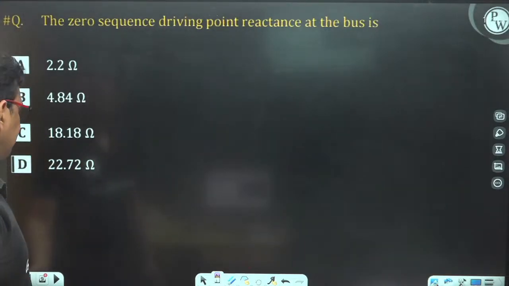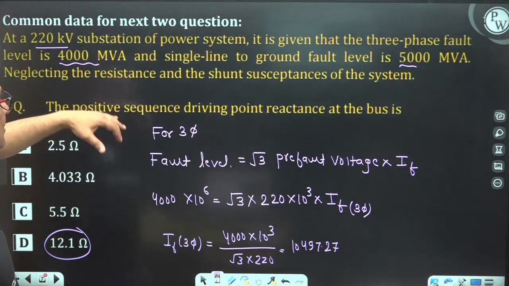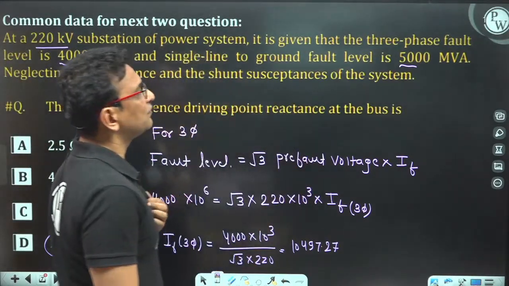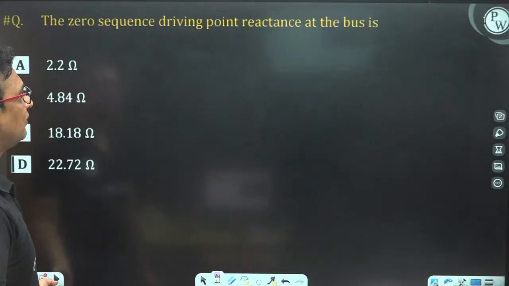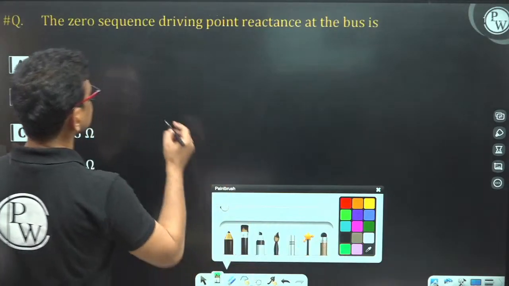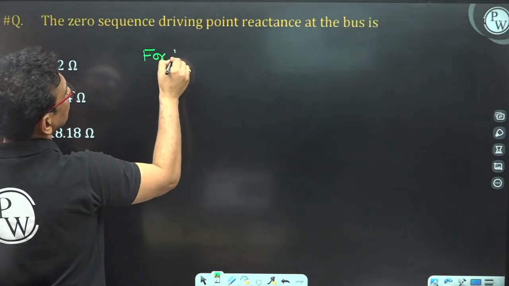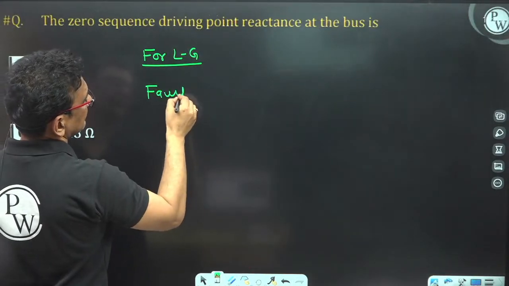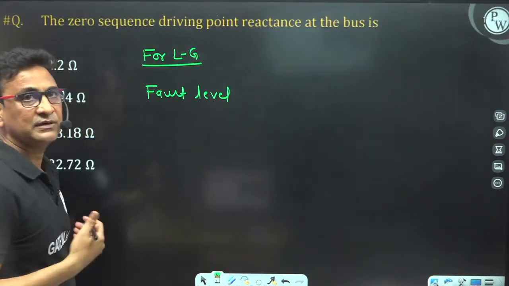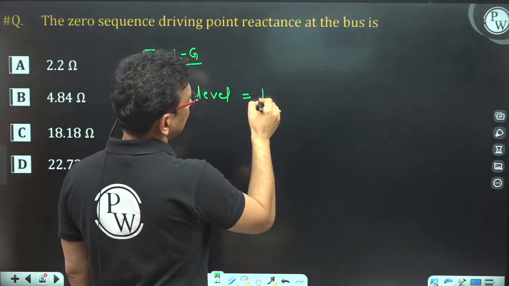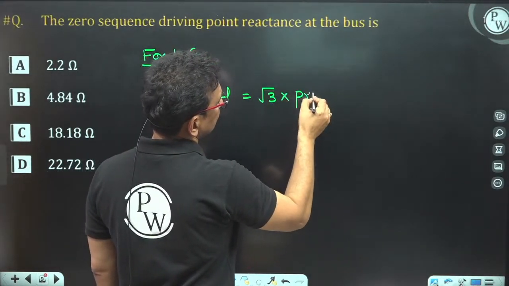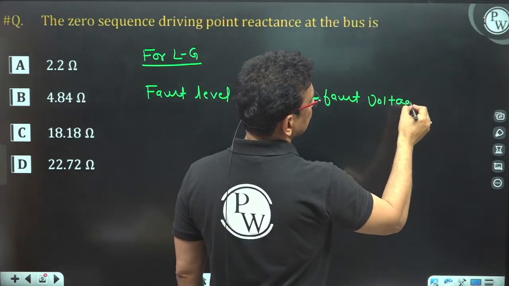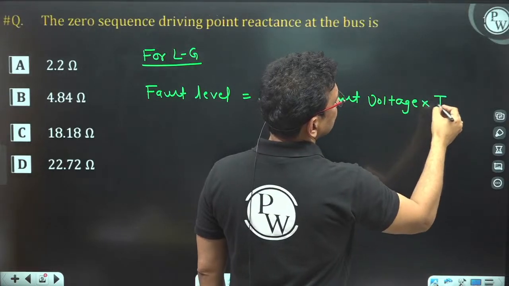Now, in the second part of this question, you have to find out the zero sequence driving point reactance. So see, in the question, the fault level for three-phase fault is given. Now the fault level for the line to ground fault is also given. So I will take the fault level for line to ground fault to calculate this. The fault level is given in VA, that means the actual quantity. So you will take root 3 into pre-fault voltage multiplied by fault current. Now this fault current is for the line to ground fault.